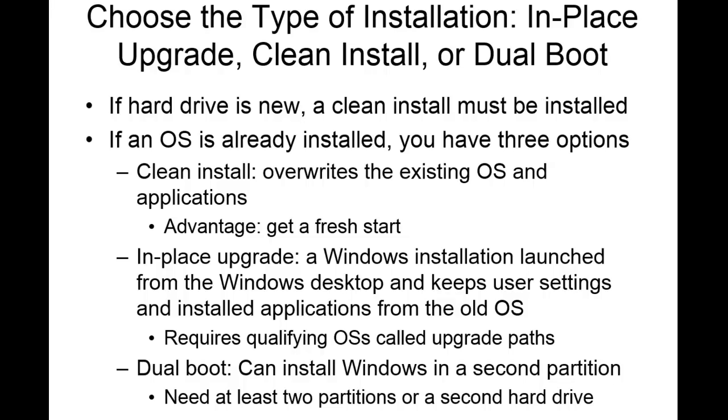You can also perform what's called a dual boot. You can install Windows in a second partition. We talked about partitions last week, but you need at least two partitions, or you can install another hard drive to put your operating system on.